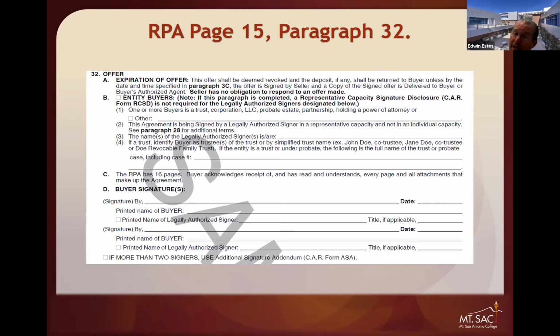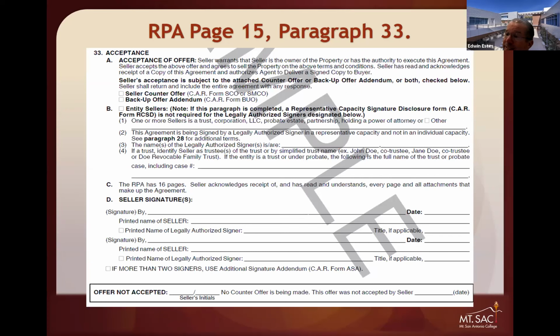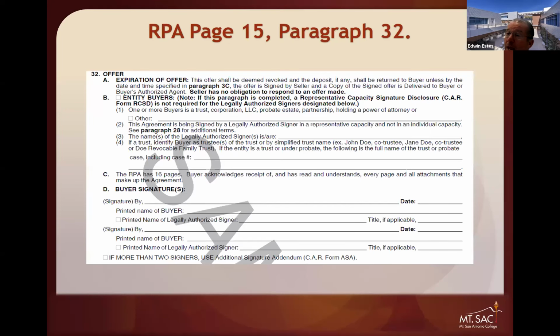But once I do that here or below, once the seller does it there, okay, then I can just sign my name on future documents. I don't have to keep going back and saying Mount SAC LLC by Edwin Estes, manager, right? I can just sign my name, okay? So hopefully that will make it easier in our transactions and keep us on the right side of the law, okay? So I think we're good there.